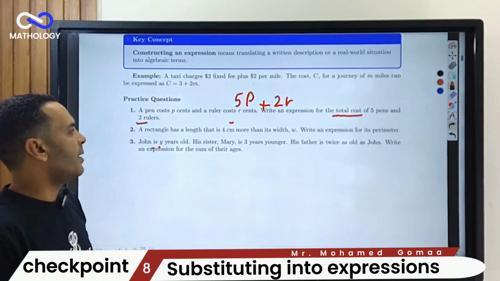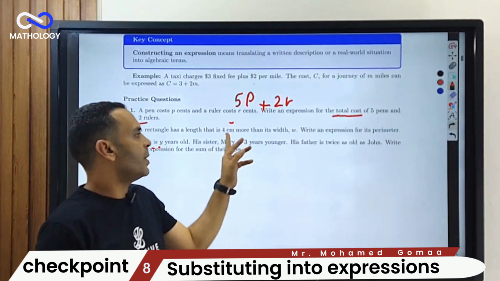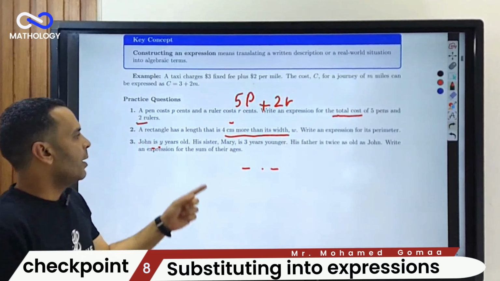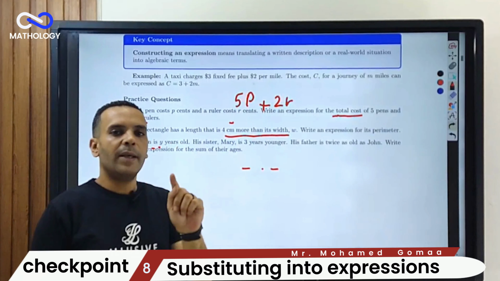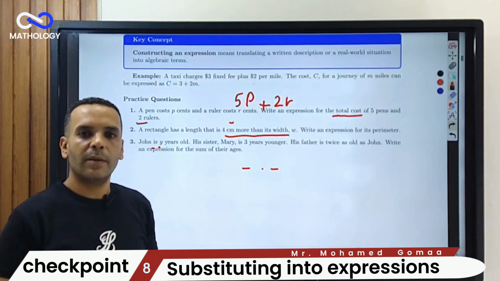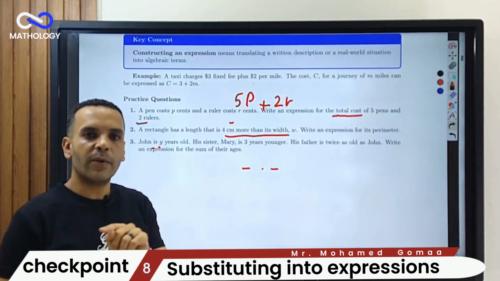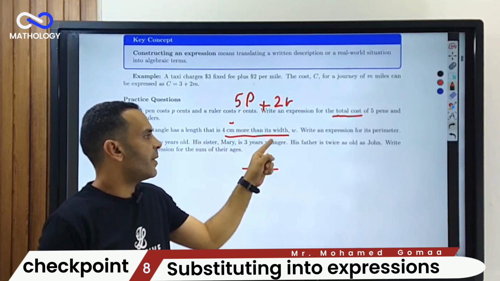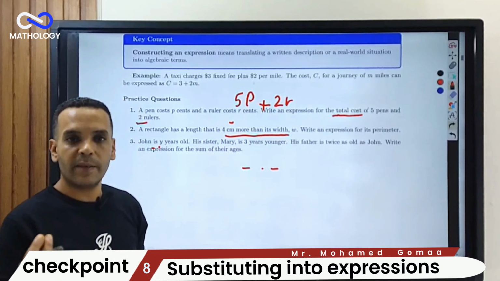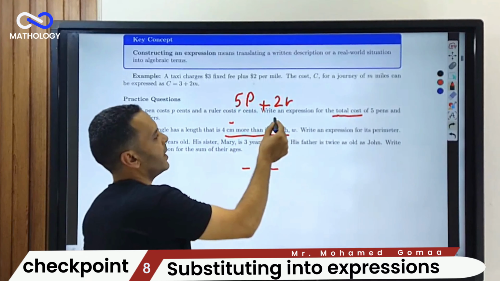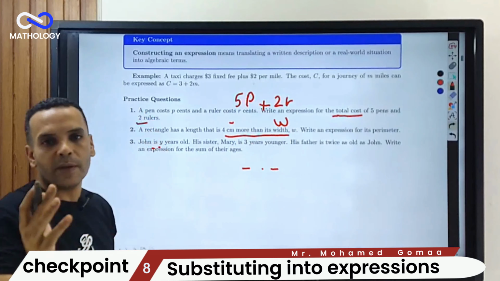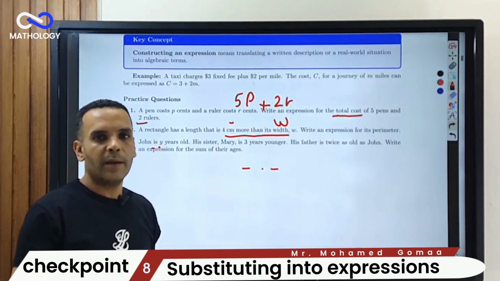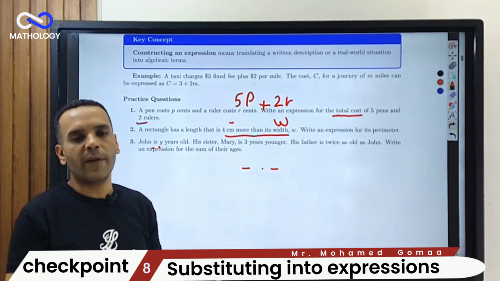A rectangle has a length that's 4 centimeters more than its width. The length doesn't equal 4 centimeters. Okay, it doesn't equal 4 centimeters. It's 4 centimeters more than the width. That means if the width is w centimeters, the letter here expresses any value. Okay, it may be 5, 3, any value.